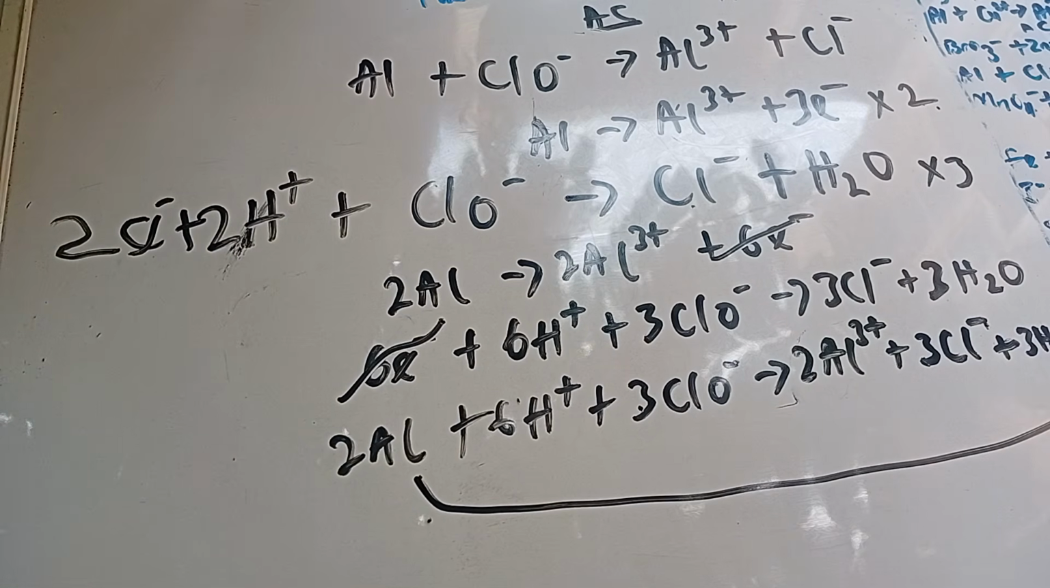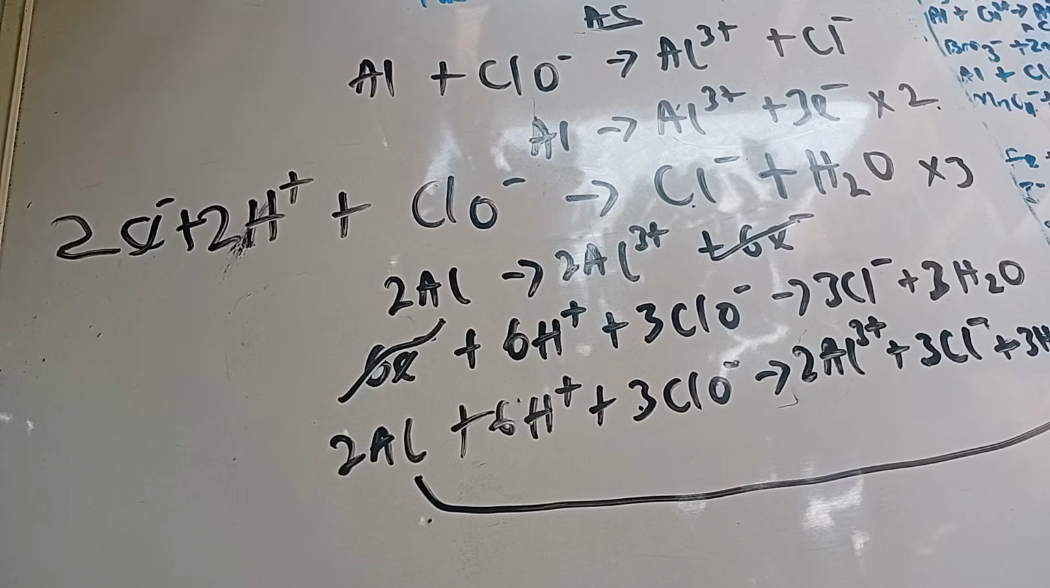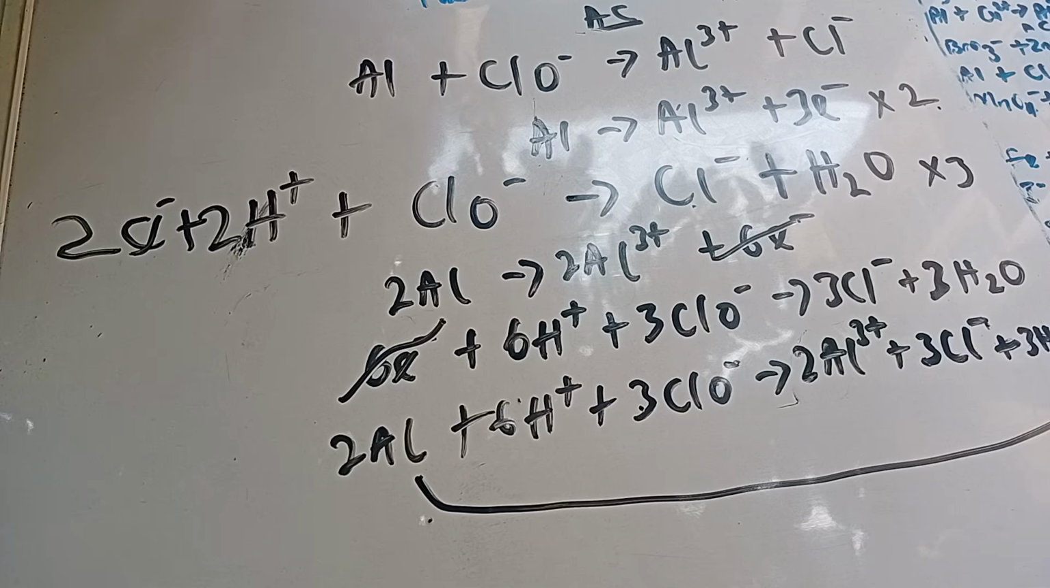So that's how to do it in acidic medium. You add molecules of water, then you check. If I add water here, what happened to the other side? The other side is lacking hydrogen. Then add hydrogen ion there. So that's it. But for basic medium, when you add water, whatever the other side is lacking, you add hydroxide ion, not hydrogen. Now let's do one more under acidic medium before we move to basic medium.